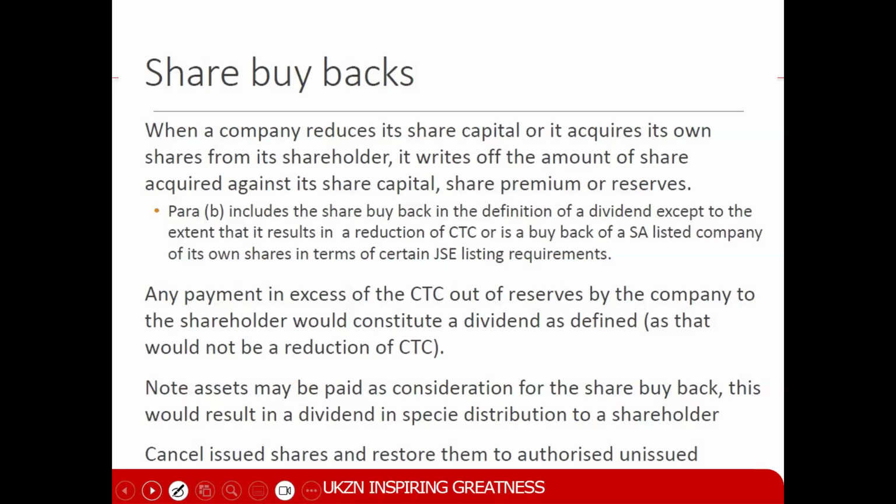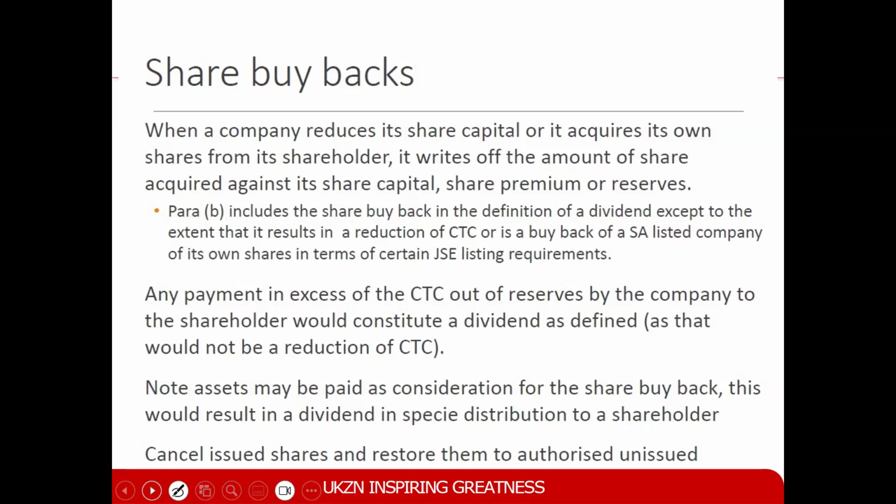So paragraph B, of course, includes the share buyback in the definition of a dividend, except to the extent that it results in a reduction of CTC or it's a buyback of a South African listed company. Now you need to know, is the South African listed company buying its own shares in terms of certain JSE listing requirements, unless that's the case. So any payment in excess of the CTC out of the reserves by the company to the shareholders would constitute a dividend, as it does not constitute a CTC. But you need to know that an asset may also be paid as consideration for a share buyback, and this would also result in a dividend. We just need to know then that if this is an asset, that will be a dividend in specie distribution.